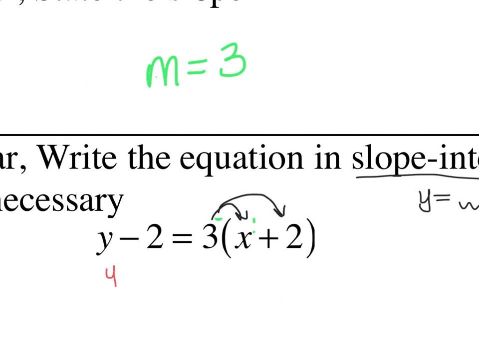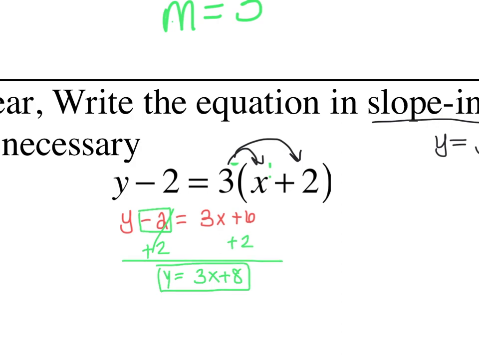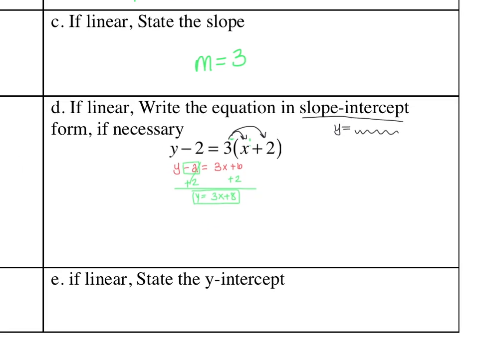I get y minus 2 equals 3 times x is 3x. 3 times 2 is 6. And now I want to get my y by itself. And if I look, I have a minus 2 over here. The only way to get rid of a minus 2 is to add 2 to both sides. So I'm going to add 2 to both sides of my equation, just like this. My 2's are going to cancel, and I get y equals 3x plus 8. And that's my equation. So that's my equation in slope-intercept form.